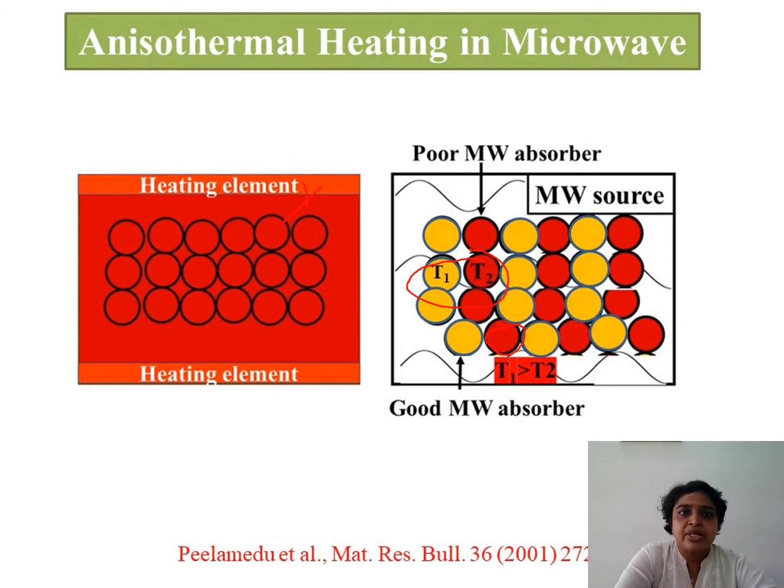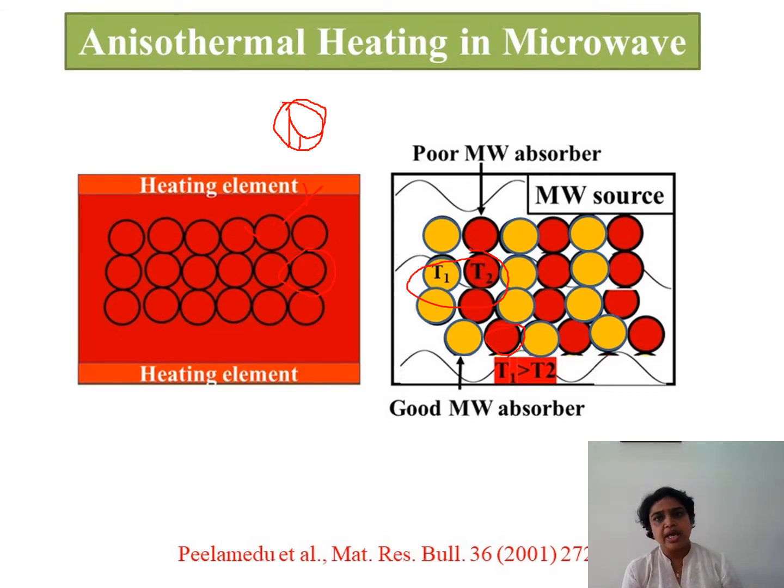Just now I mentioned that IR radiation penetrates only a very small quantity inside the sample, so it takes time to heat the entire sample. Only a thin layer gets heated, and then it takes time to thermalize the material. In the case of microwave, due to the temperature gradient inside the material, it is very efficient. It creates a temperature gradient and heats the material very effectively.